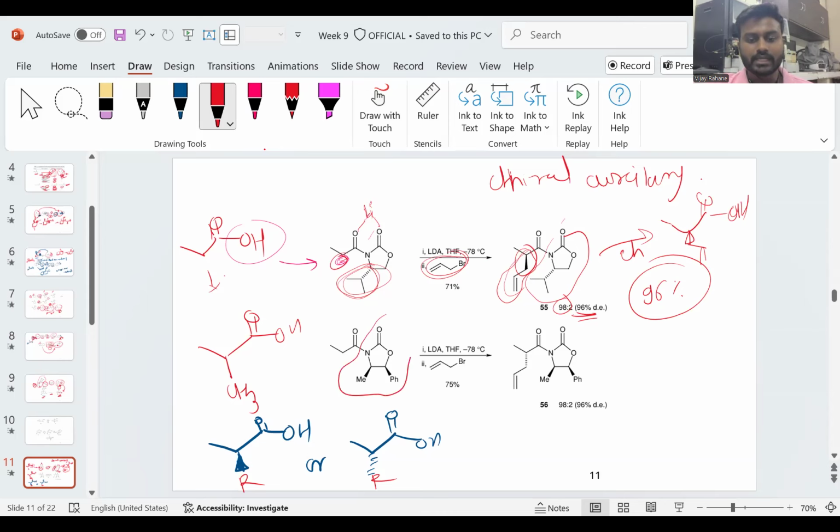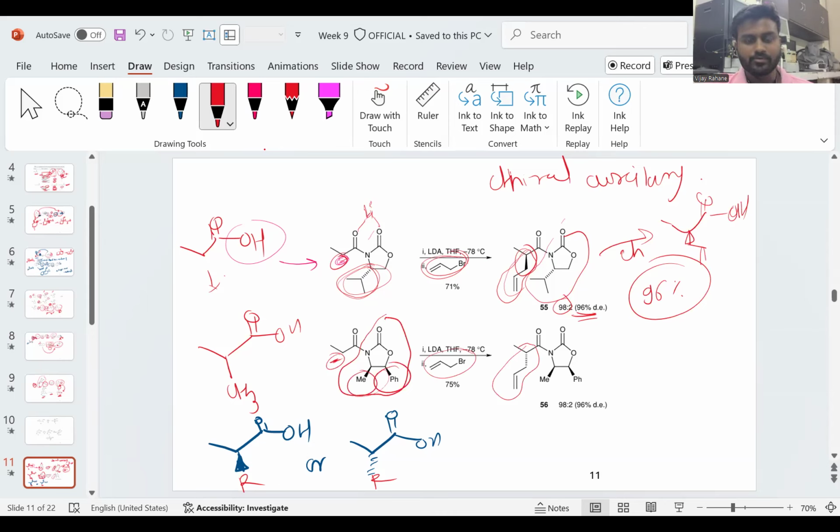So this is the chiral auxiliary, and in this case, it abstracts the proton, forms the enolate at this position and a negative charge at this one. And when we get the negative charge at this position, since these both groups are directing upward, the final product forms in which the new carbon-carbon bond is directing downwards, right? Because the nucleophile cannot approach from the top side, because on the top side, the bulkier groups are present, the methyl and the phenyl group.